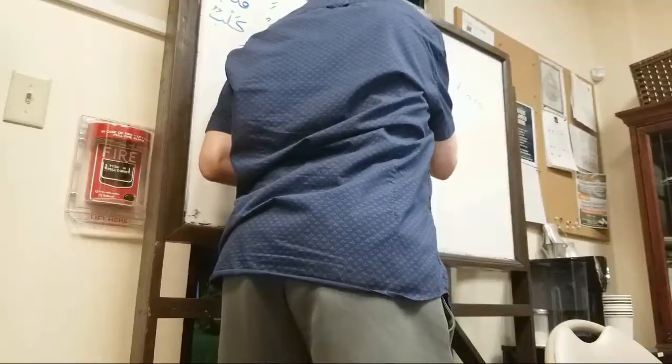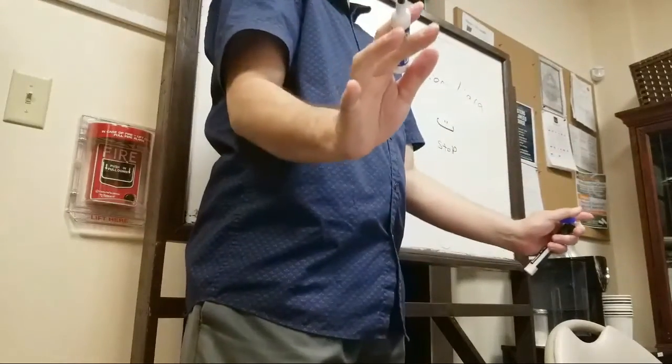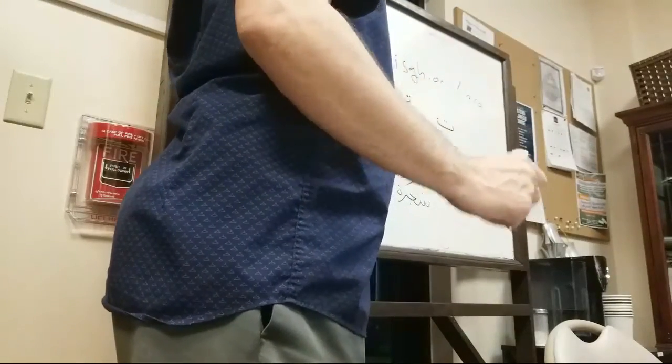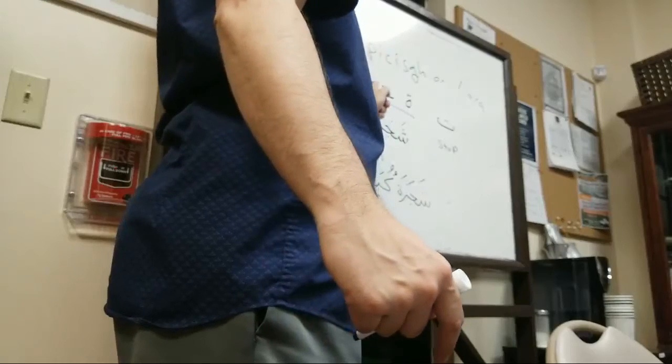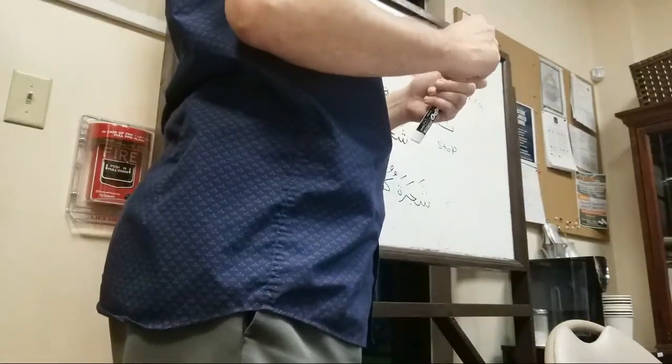The rule for this ta is that if it continues to another word, then it sounds ta. If you stop at it, it sounds ha. Like Allah. Allah sounds the same as this. So this is a ha that's tied up also. It sounds ha when you stop at it, like at the end of a word, like shajara, like here. There's a few of them.